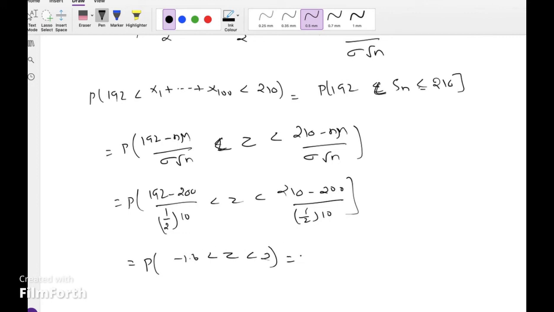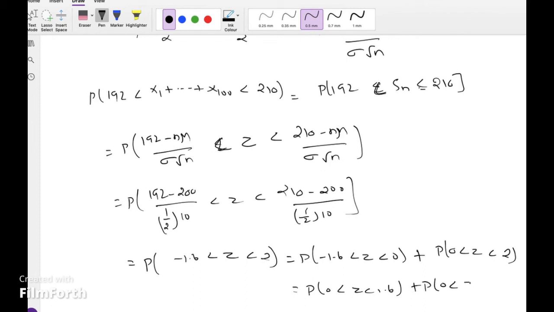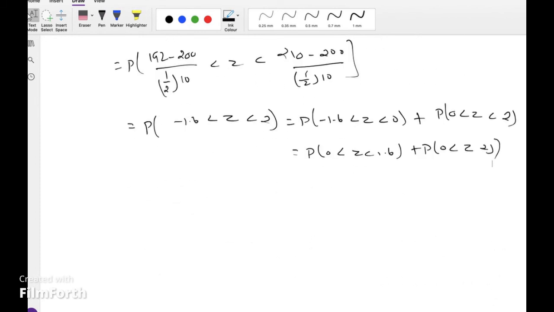So we can write probability of minus 1.6 less than z less than 0 plus probability of 0 less than z less than 2. Since it is a normal distribution, this is probability of 0 less than z less than 1.6 plus probability of 0 less than z less than 2. So from the table value, that is 0.4452 plus 0.4772, which is equal to 0.9224.